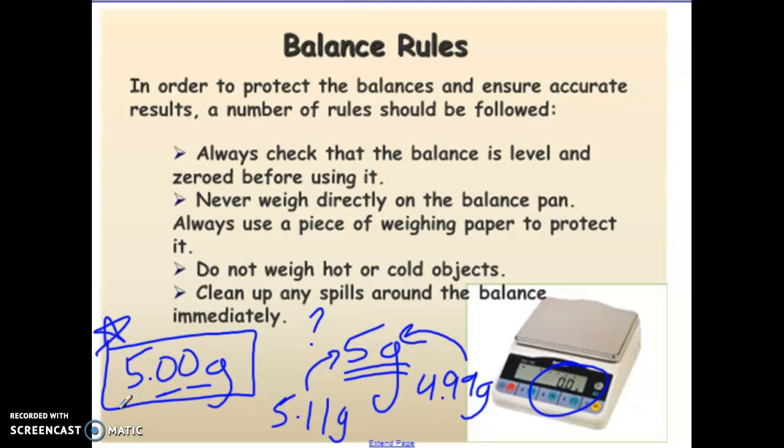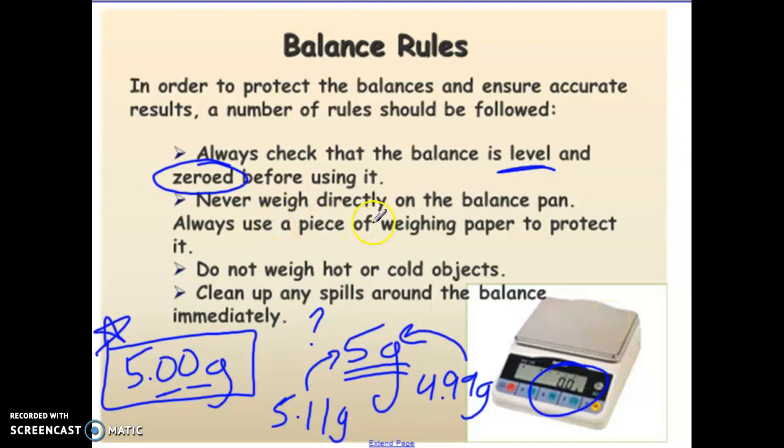So a couple of rules. Make sure before you measure anything that the balance is level. So what does that mean? Make sure there's not like a textbook underneath or some papers. You want to make sure it's flat on the surface of wherever you're measuring it, so on the lab bench, let's say. Make sure you are not weighing when it has a number already. It should be reading 0 before you start putting something on top to weigh it.